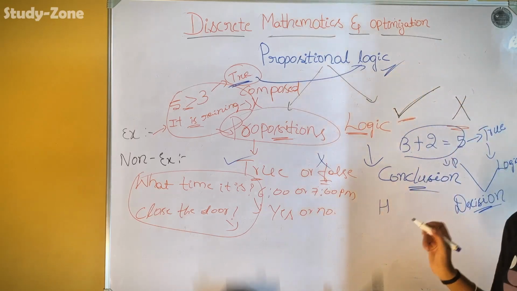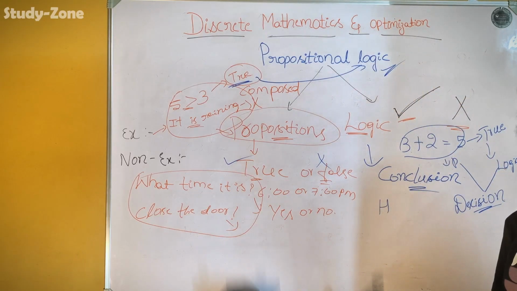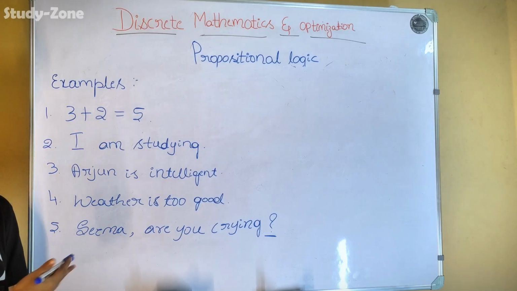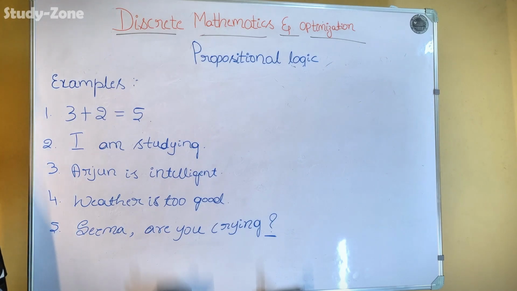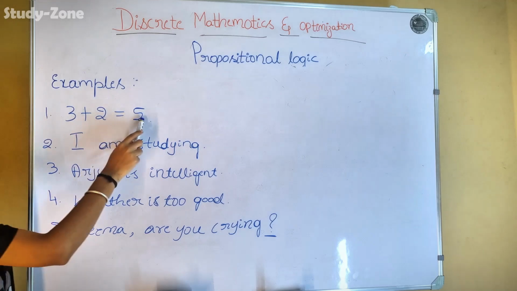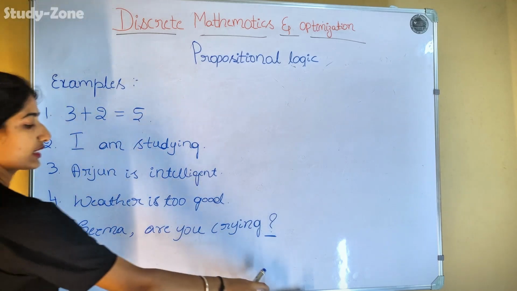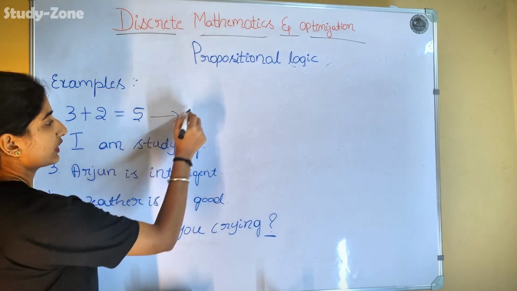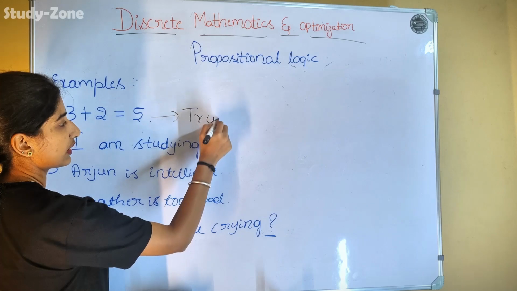So this is about propositional logic. Let us go through some examples to clearly understand what propositional logic is. Now coming to the examples of propositional logic. 3 plus 2 equal to 5. What will be the answer? It is true, right? So we come to the conclusion that this is a true statement.